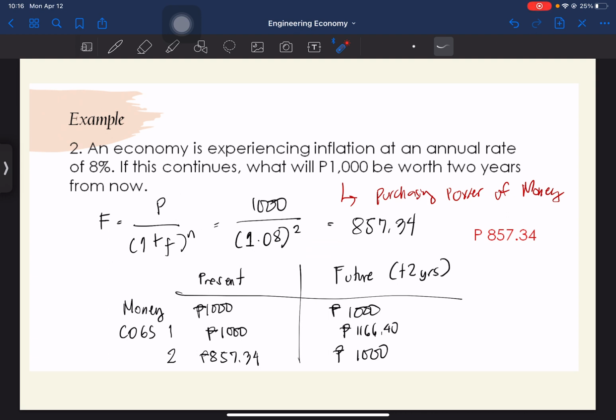Okay? Ibig sabihin, yung items na 857.34 pesos above, hindi mo na yan kayang bilhin after 2 years. Hindi na yan kaya ng 1,000 pesos mo after 2 years because it has lost its purchasing power. Okay? This is purchasing power, not the value of the bill. Okay? Yun yung ibig sabihin ng formula na yan. Okay, next.